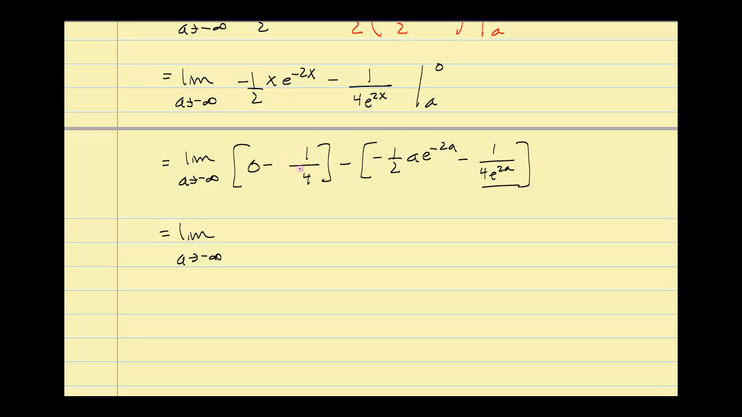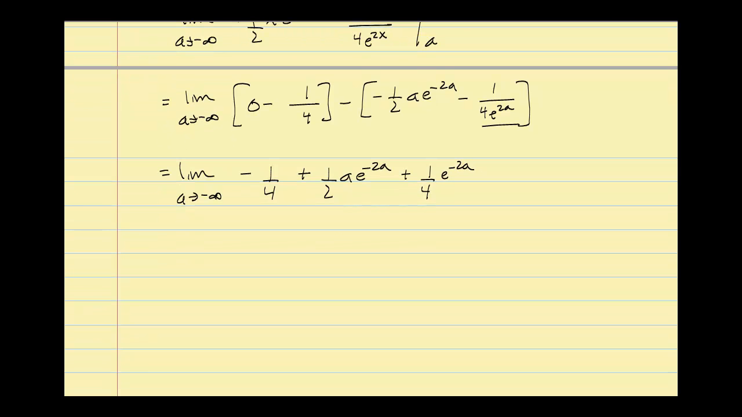0 minus 1/4 is a negative 1/4. The limit of a constant, of course, is just a constant, so we'll be looking at that in a second here. Minus a negative is the same as a positive 1/2 a e to the negative 2a, minus a negative is the same as a positive 1/4 e to the negative 2a. And again, I chose to flip that up top because a is approaching negative infinity.